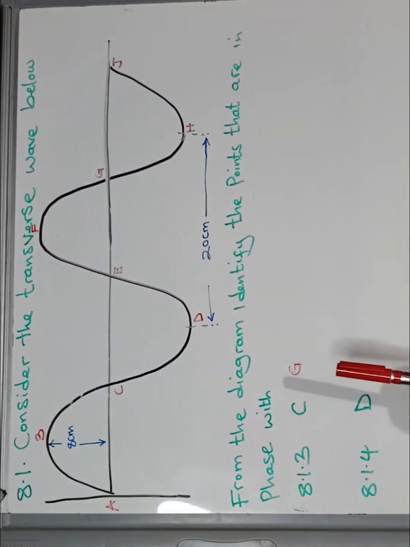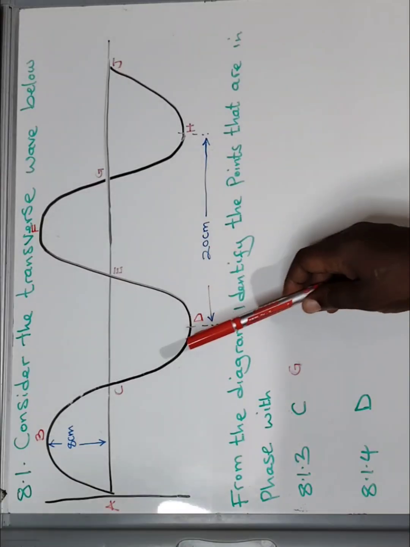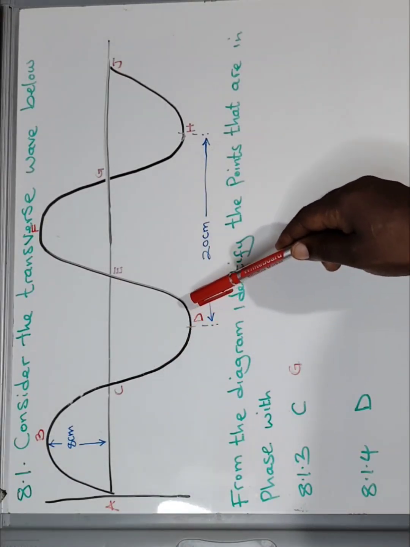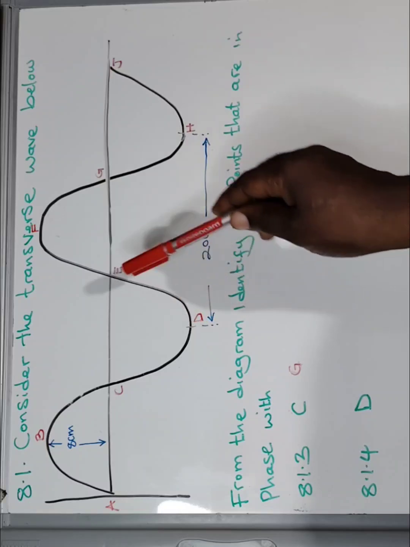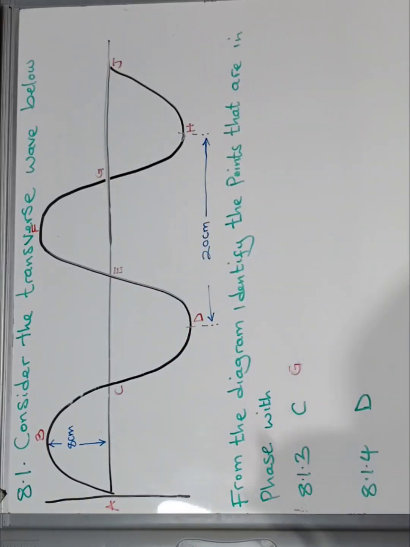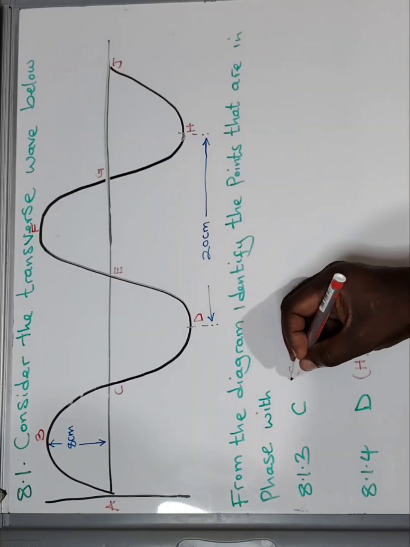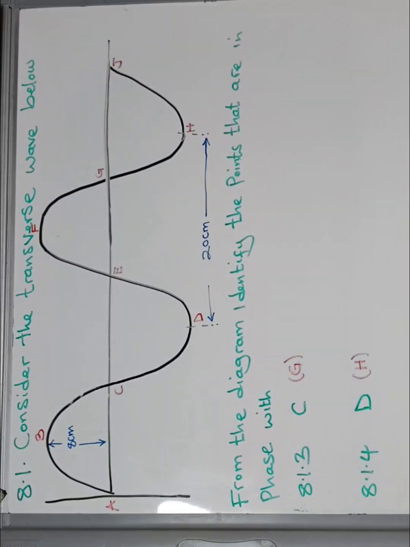Okay, then another question. Which points are exactly in phase as D? D is our point. What do we see at the point? It's the trough. The wave comes down, hits the spot, and goes up. So the point is going to be H. So those are the points which are in phase.